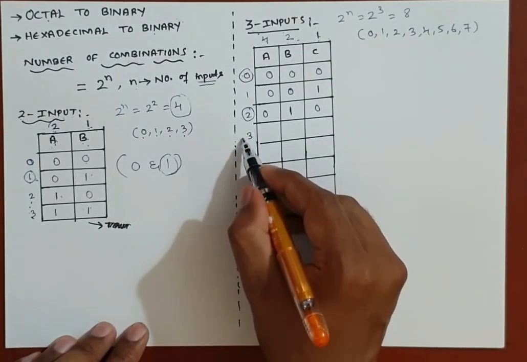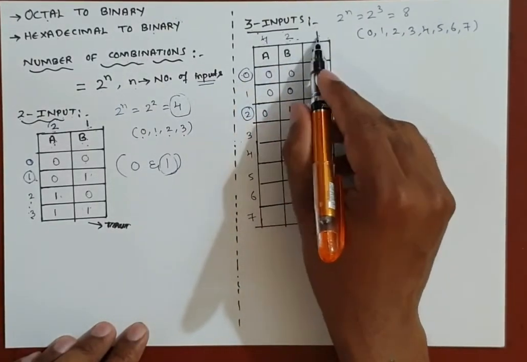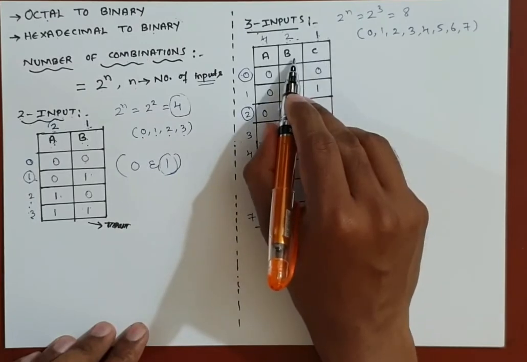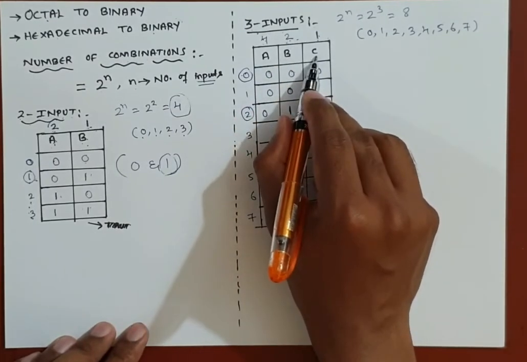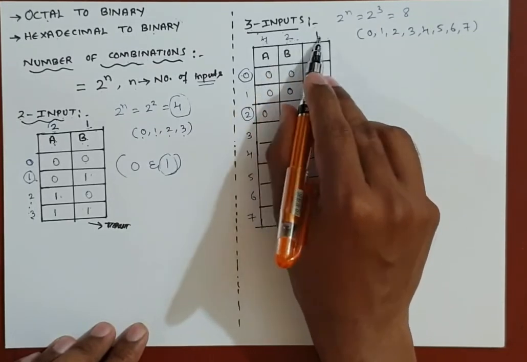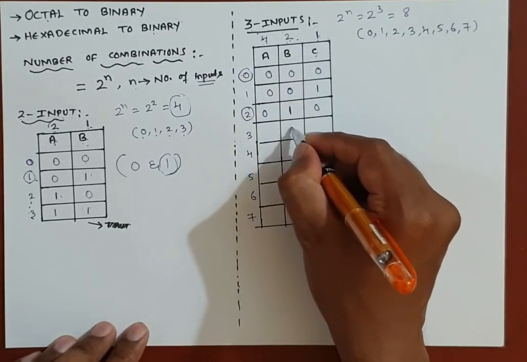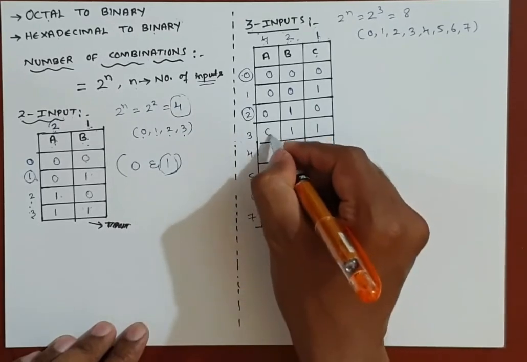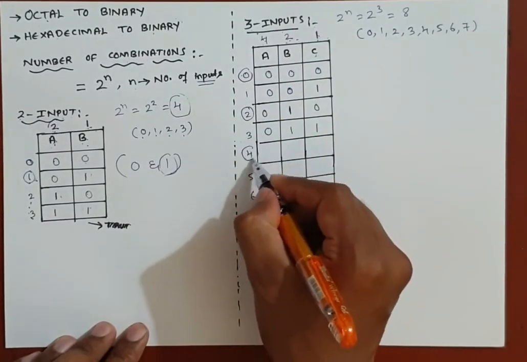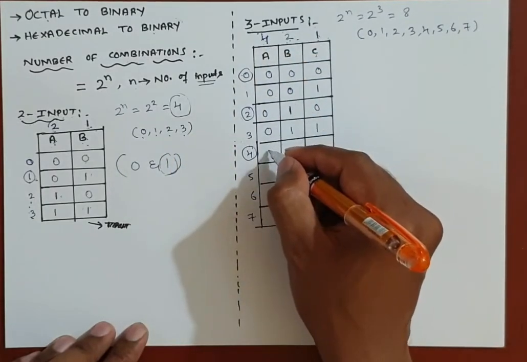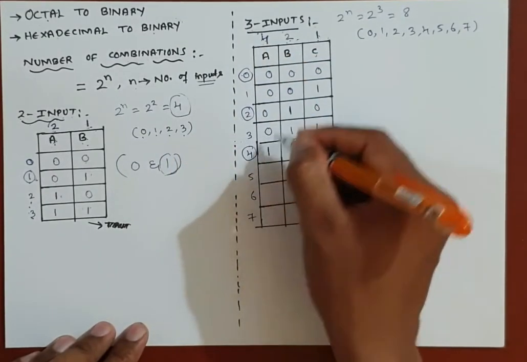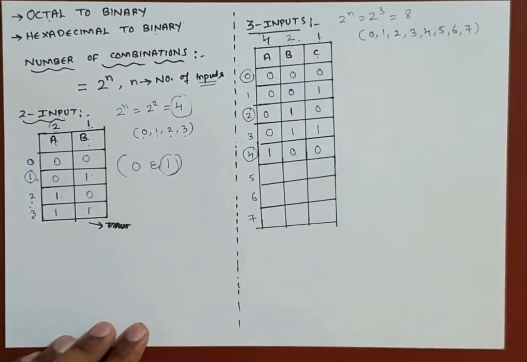Next we require 3, but we don't have 3 here. But 2 plus 1 is 3, which means I have to make use of the B column and the C column. In the B column we have 2, and in the C column we have 1. If I add both, 2 plus 1 results in 3. Place 1 in both the columns, and the remaining entries are 0. Next we require 4, and 4 is present in the A column. Because of that reason place 1 in the A column and the remaining entries are 0.